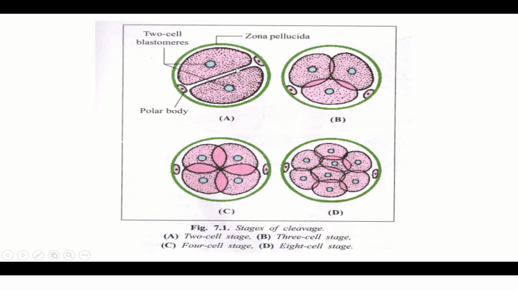You can see here the first cleavage division resulting in 2 blastomeres. Here you can see 3 blastomeres, 4 blastomeres, and 8 blastomeres. Still you can see the zona pellucida is intact, which prevents implantation at abnormal sites. You can also see the two polar bodies.